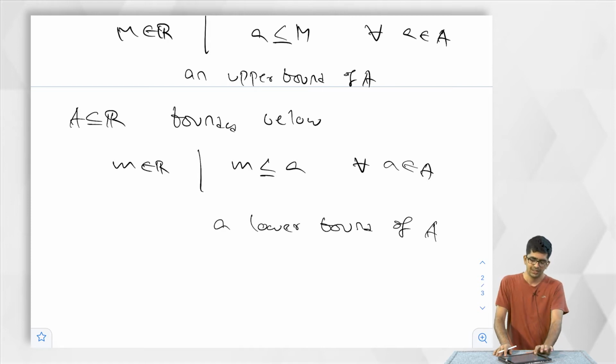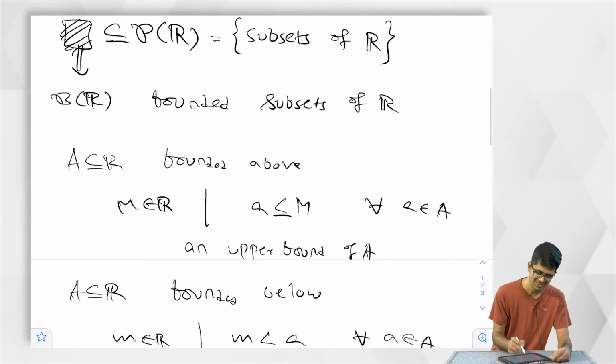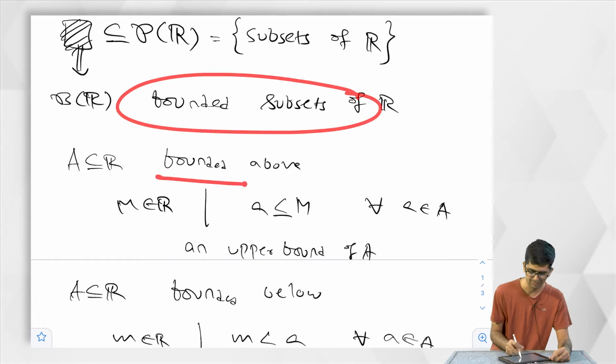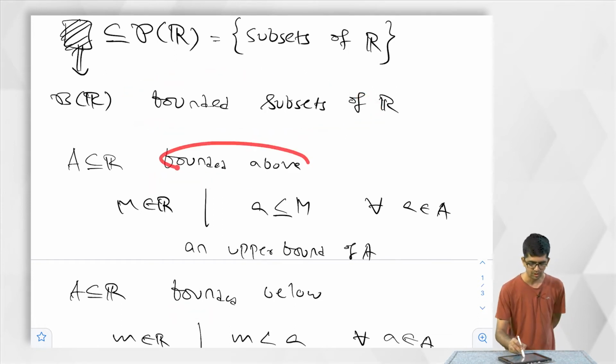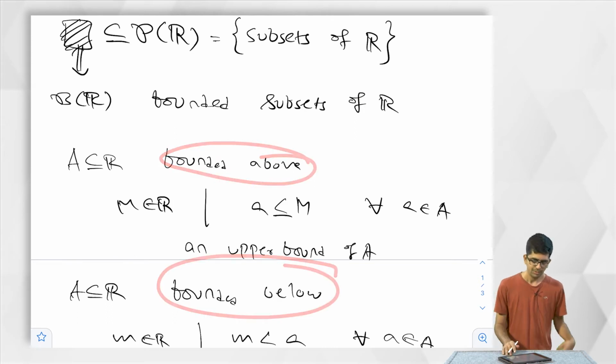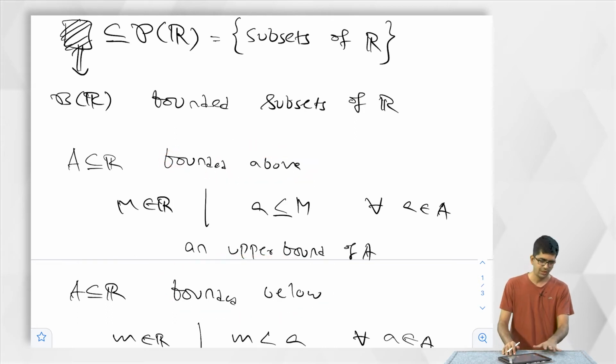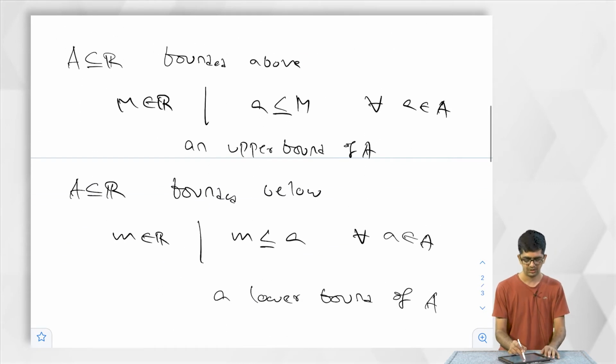Now, I mentioned bounded subsets, but here I am saying bounded above and bounded below. A subset is said to be bounded if it is both bounded above and bounded below. Before we see some examples, let us try to use this completeness property to say something about this kind of sets.